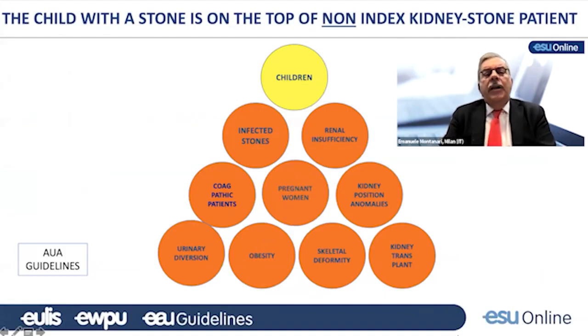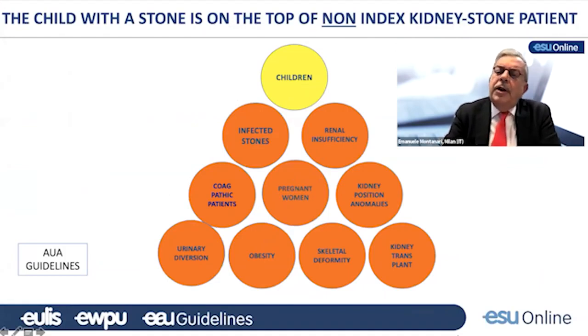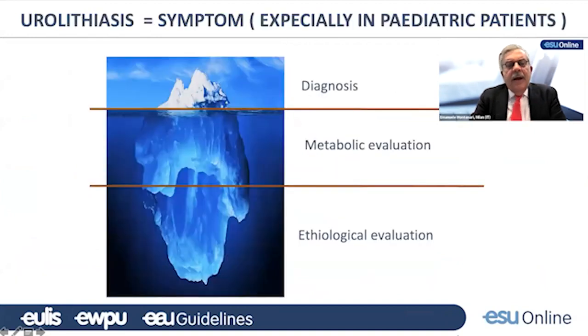Saying that the child with a stone is at the top of the non-index kidney stone patients, really, as you'll read in the AUA guidelines. And urolithiasis, we know, is a symptom, especially in pediatric patients, in which we have the problem of the diagnosis, that it's not always so simple. The metabolic evaluation is a very important part of the process, and the etiological evaluation is most important in the evaluation of a patient who can relapse and relapse and relapse in a very long life, we hope.